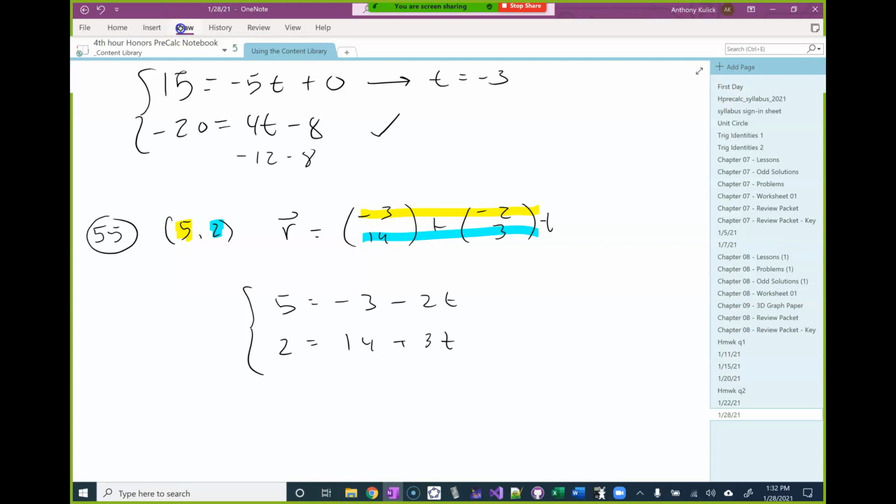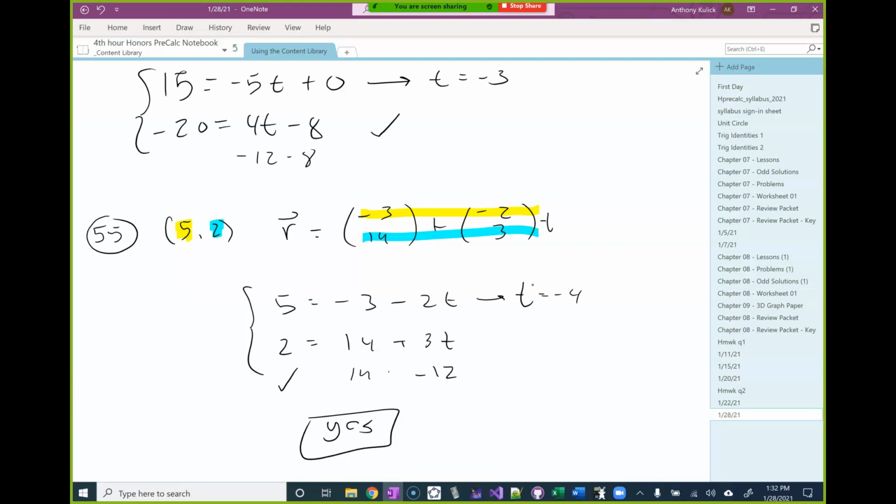So if I solve for t then, add the 3 over, I get 8. Divide by the -2, I should get -4. If I plug -4 back in here, I get -12 plus 14, which is 2. Oops, I didn't mean x, I meant t. So that looks like it works, right? You're just making sure that when we solve for t, you're getting the same t in both equations.